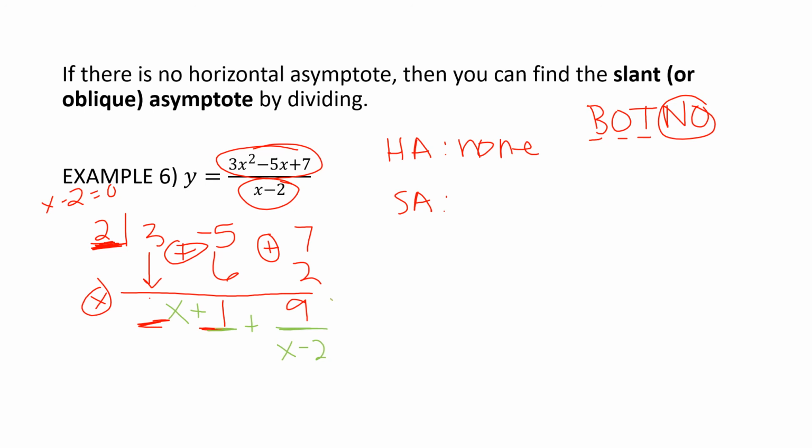Now, the remainder, this part is still written as a fraction. That's still a rational function. But this part, 3x plus 1, that is your slant asymptote. So our slant asymptote is y equals 3x plus 1.